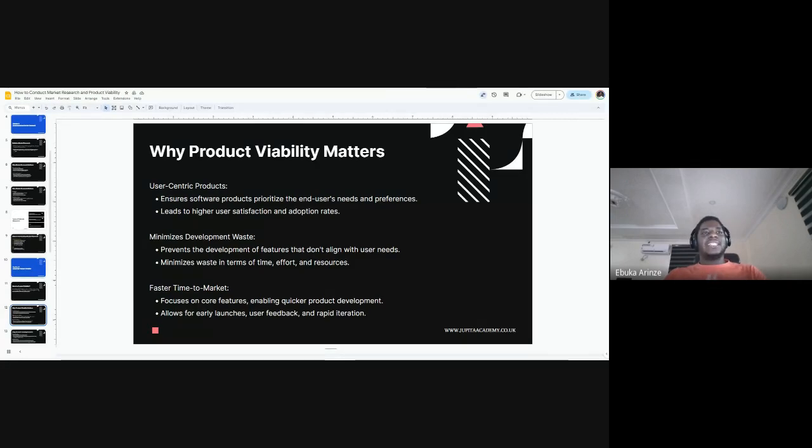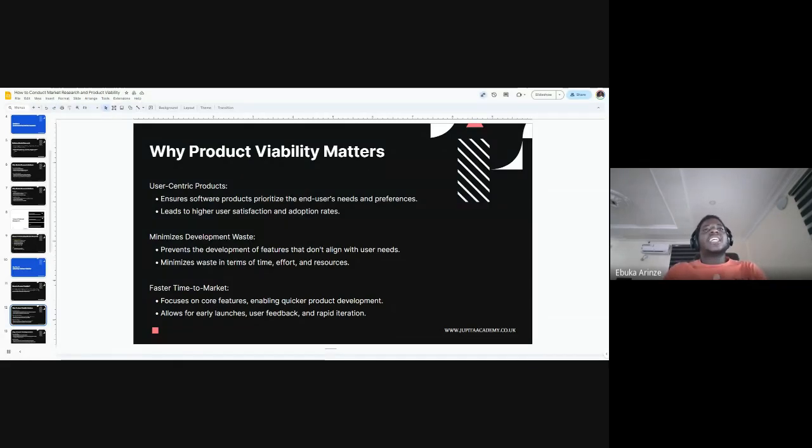So ensuring products that prioritize the end user's needs and preferences also leads to higher user satisfaction and adoption rate. Why do we need to worry about product viability before we get invested into development? Because when you build a user-centric product, you have a higher chance of satisfying your users. Most times you release a product out there and you see that no one is interacting with it, no one is appreciating it, no one is paying for it, everybody has an issue with it.